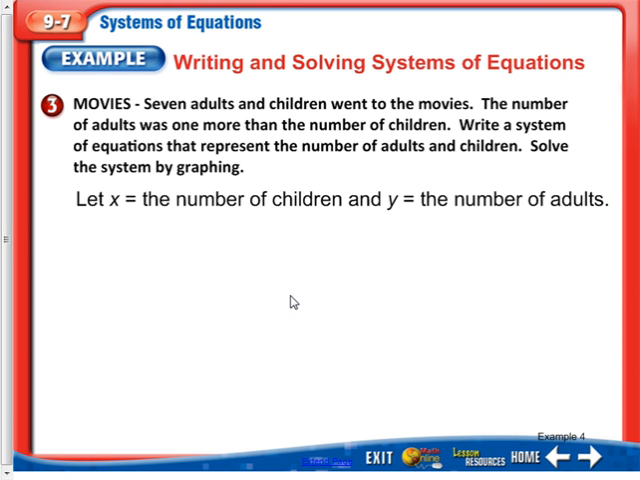Movies. 7 adults and children went to the movies. The number of adults was 1 more than the number of children. Write a system of equations that represent the number of adults and children and solve them by graphing. So x is children and y is adults.